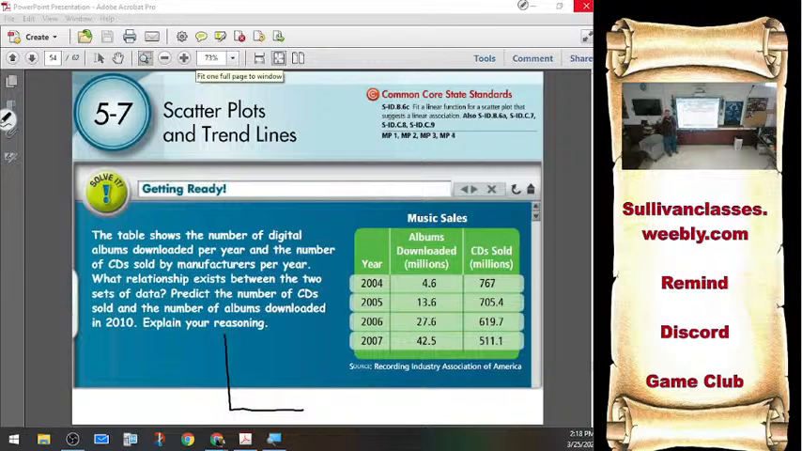Just kind of chicken poke some dots. Like, this goes from almost nothing to almost 50. So 0 to 50. This goes from 767 down to 500 something. So go like 500 to 800. Just poke some dots in there. Okay, so this would be like the quick and dirty version of a scatter plot. And just tell me what relationship you see.